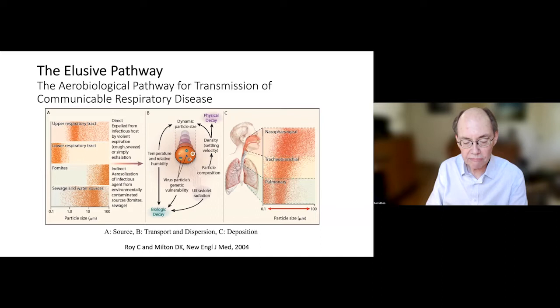Chad Roy described it as the elusive pathway in a perspective that we wrote in the New England Journal following the 2003 SARS epidemic. Today, most of the talks will focus on the left-hand and middle panels of this figure, and within them, mainly on the human respiratory tract as a source and physical aspects of the transport and dispersion component of the pathway. Although not a focus of today's talks, it's also important to recognize the site of deposition in the respiratory tract plays a critical role.